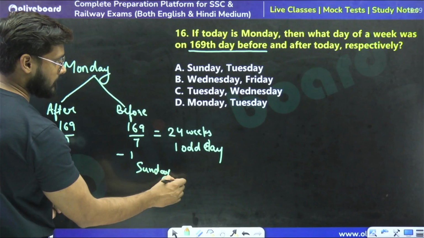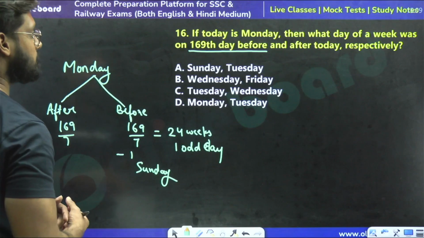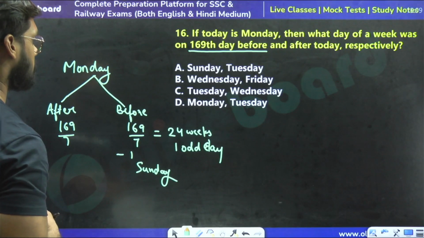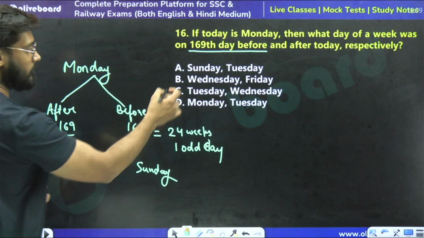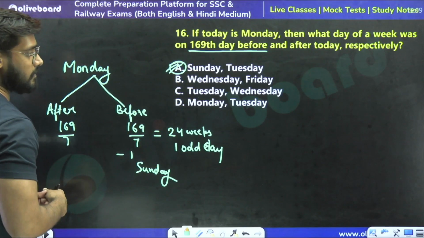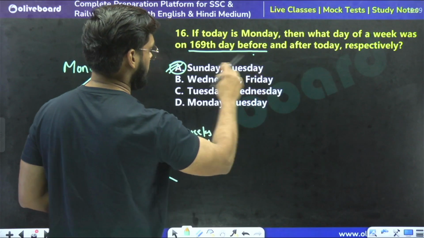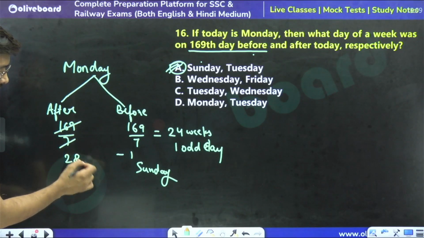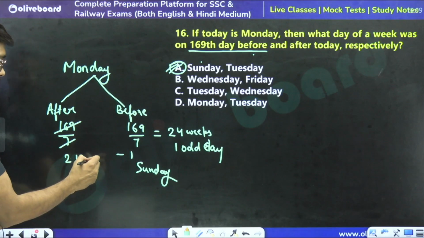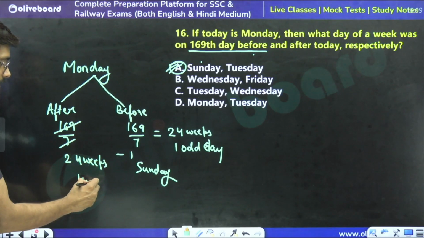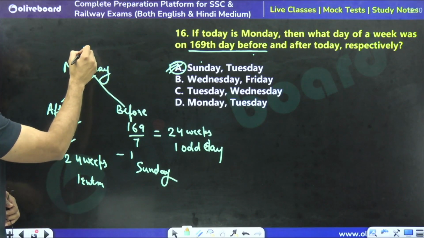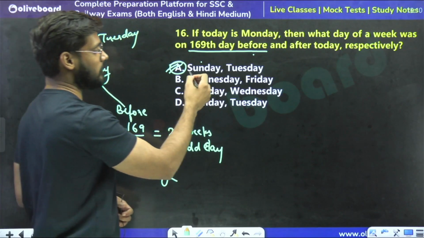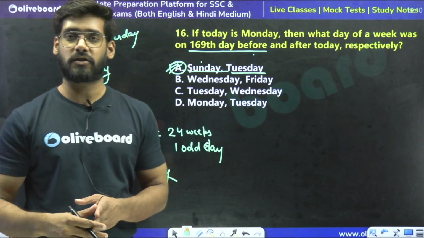Sunday, right? Before is Sunday, and we have only one option with Sunday given, option number 1, because the question says before and after respectively. After: 169 divided by 7 is 24 weeks and 1 extra day, so adding plus 1 to Monday will give Tuesday. So it should be Sunday and Tuesday, which matches with option A.